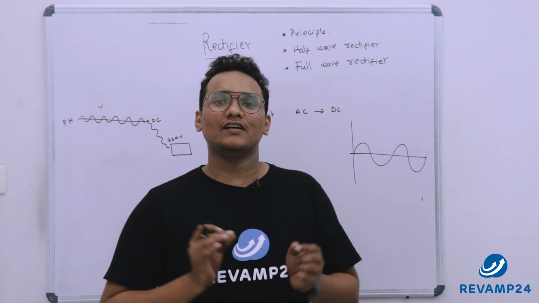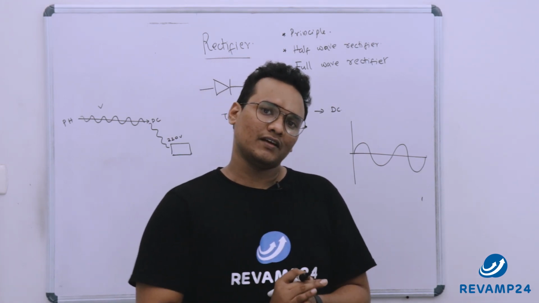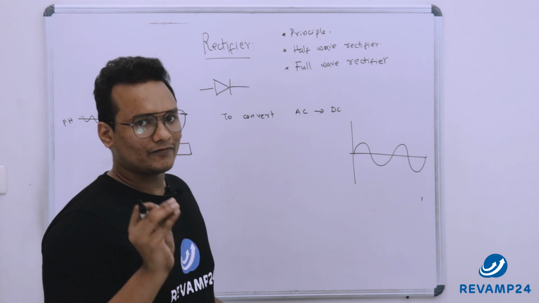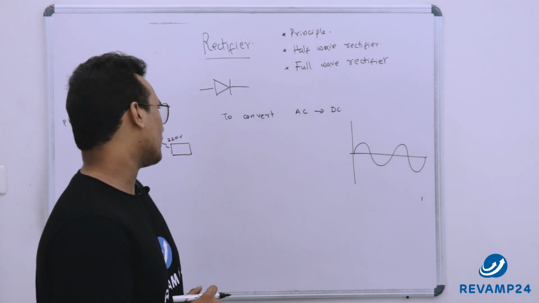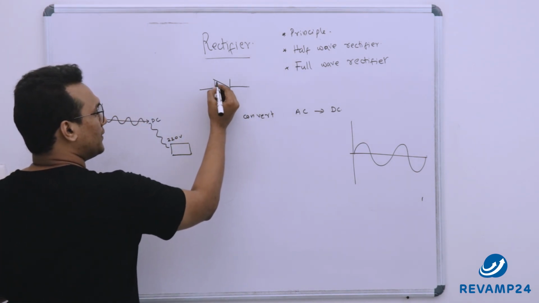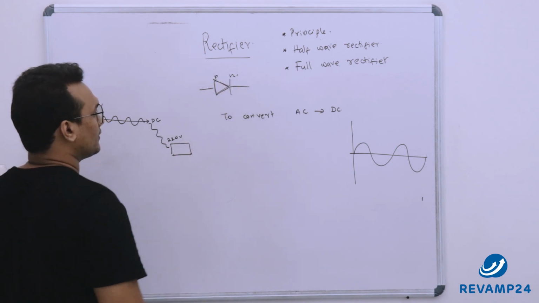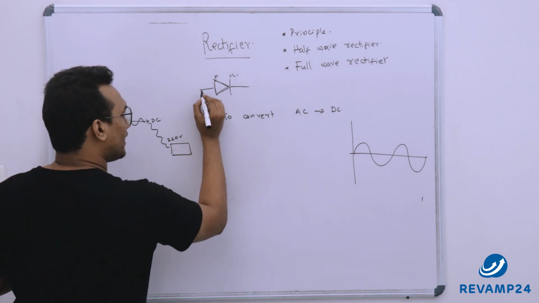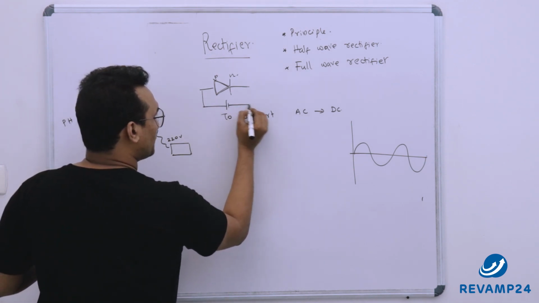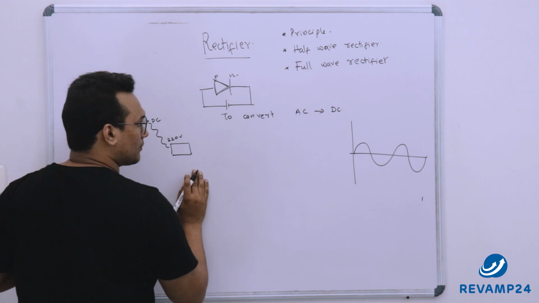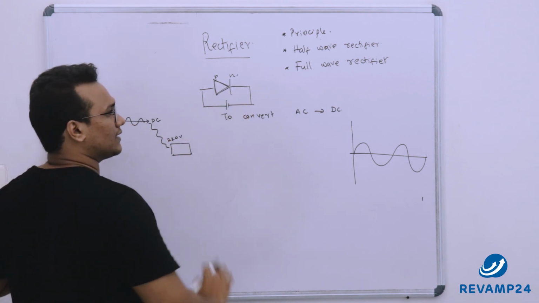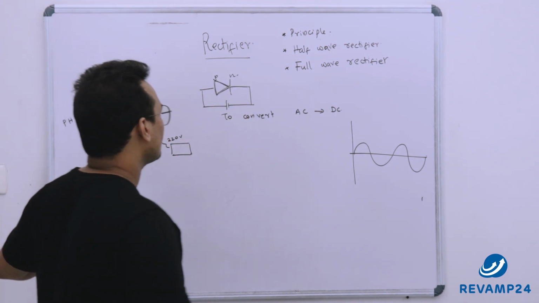In this video, I will tell you what is a rectifier. Now, rectifier is one of the applications of a PN junction diode, and this is a PN junction diode. We have a P and we have an N. Under forward bias, this can be represented as P connected with the positive terminal of the battery and N connected with the negative terminal of the battery.